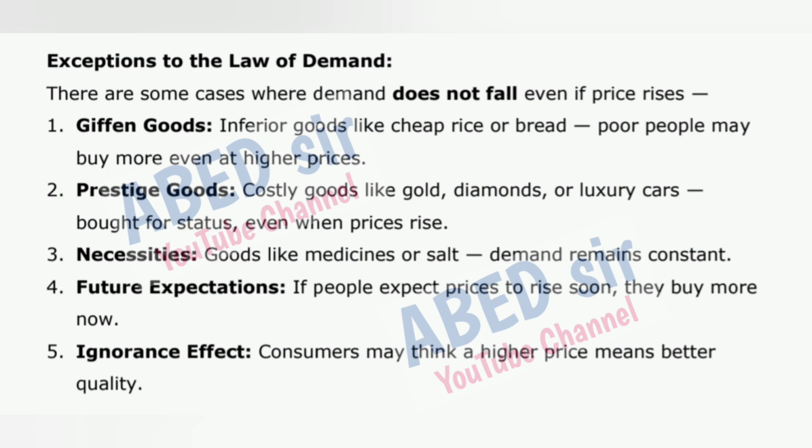1. Giffen goods, inferior goods like cheap rice or bread, poor people may buy more even at higher prices. 2. Prestige goods, costly goods like gold, diamonds, or luxury cars, bought for status even when prices rise. 3. Necessities, goods like medicines or salt, demand remains constant. 4. Future expectations, if people expect prices to rise soon, they buy more now. 5. Ignorance effect, consumers may think a higher price means better quality.